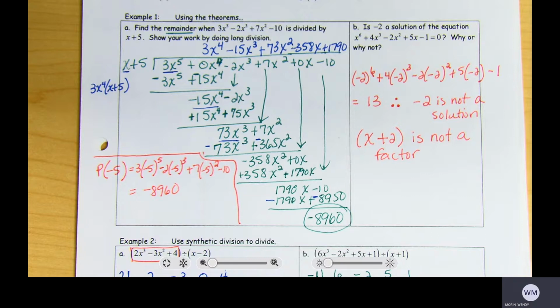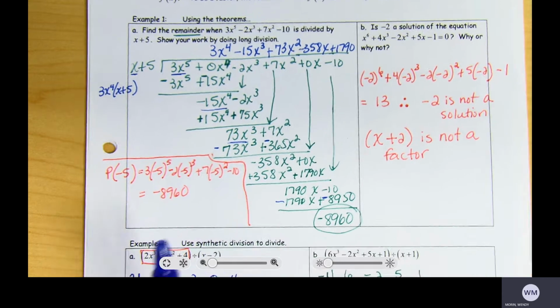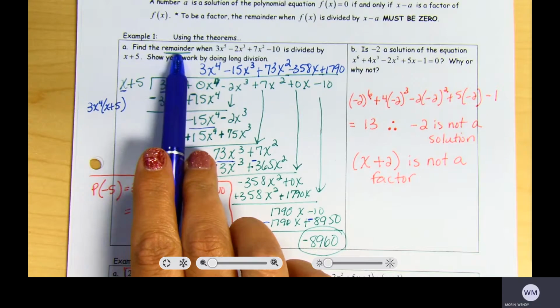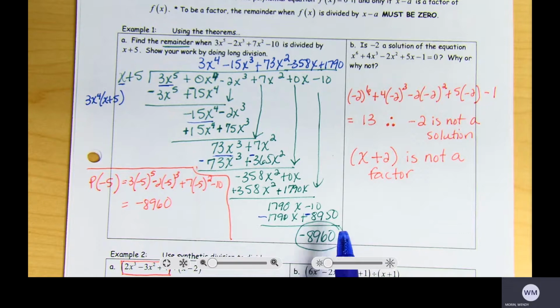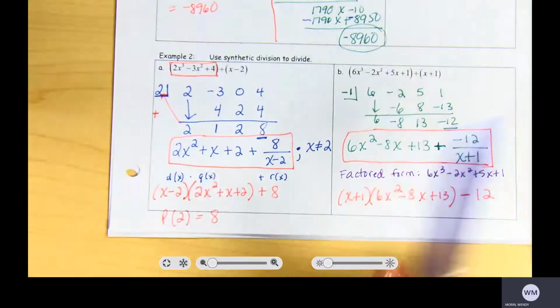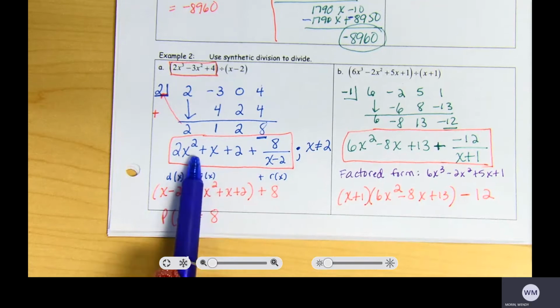Okay, 2.3. Now, if you are in 4th hour, these may look a little bit different, so check your notes carefully. The first thing is I want to take a look at example number 1. When they ask you to find the remainder, they just want the single number. If they were to ask you to divide, then they would want the polynomial, like for example number 2. This is the answer if they ask you to divide.